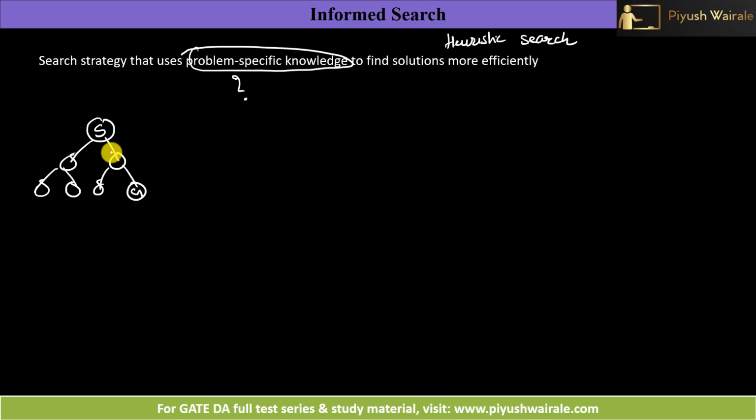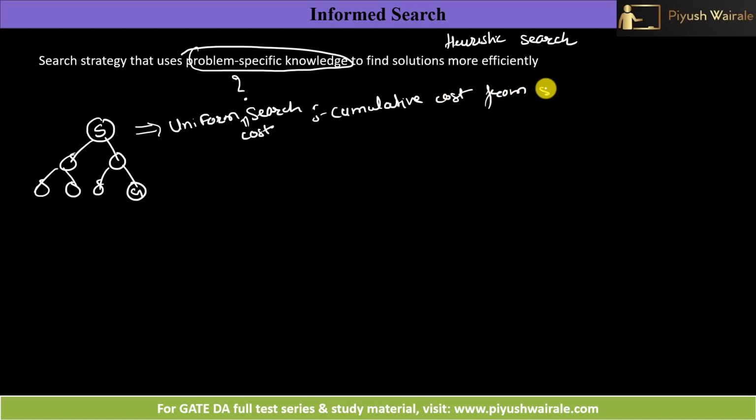But in all these algorithms, we do not have any information about the particular goal. We are trying to explore each and every node that comes under our search. So this is the uninformed search technique. Now, in one of the videos, we discussed uniform cost search. In this search, we follow the cumulative cost from the start node. This is very important.